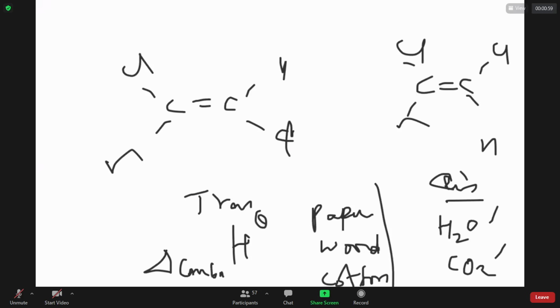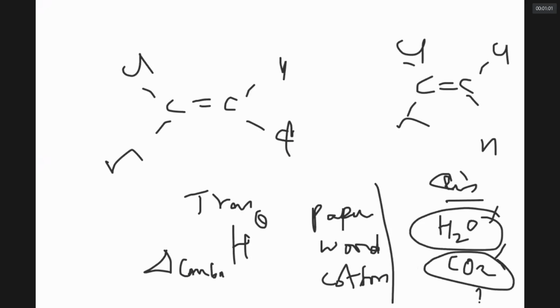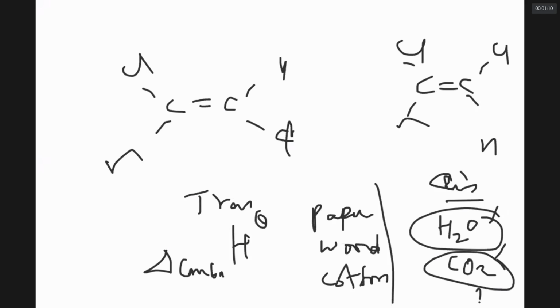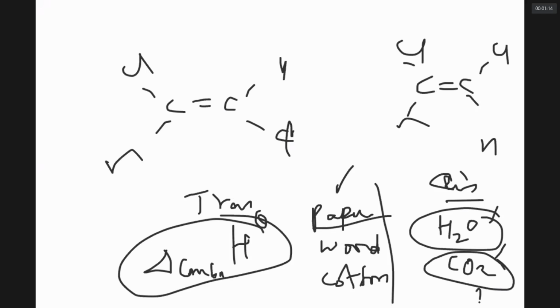The heat of combustion of water is zero. The heat of combustion of CO2 is zero because they cannot be burnt. So, more is the amount of heat of combustion, more instability. If a compound is already stable, it will not be able to be burnt. You understand? So, the heat of combustion is a measurement for stability of a compound.